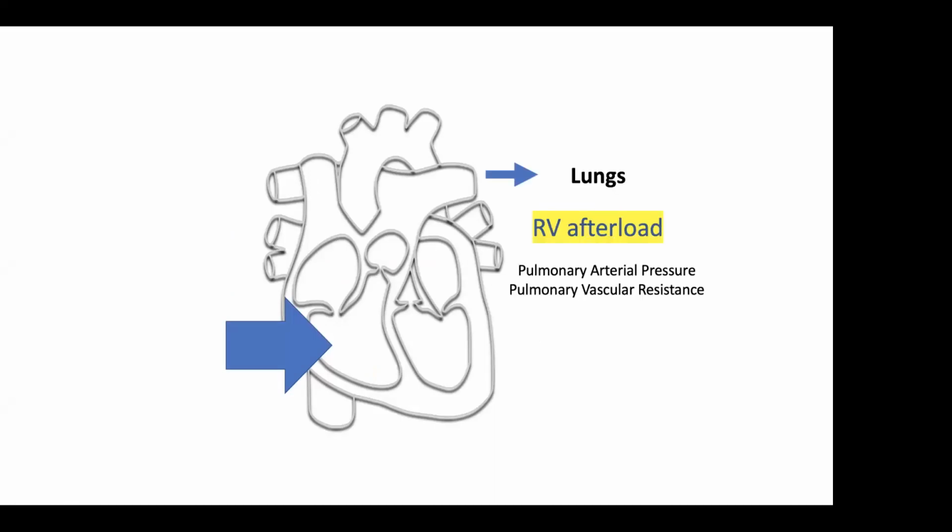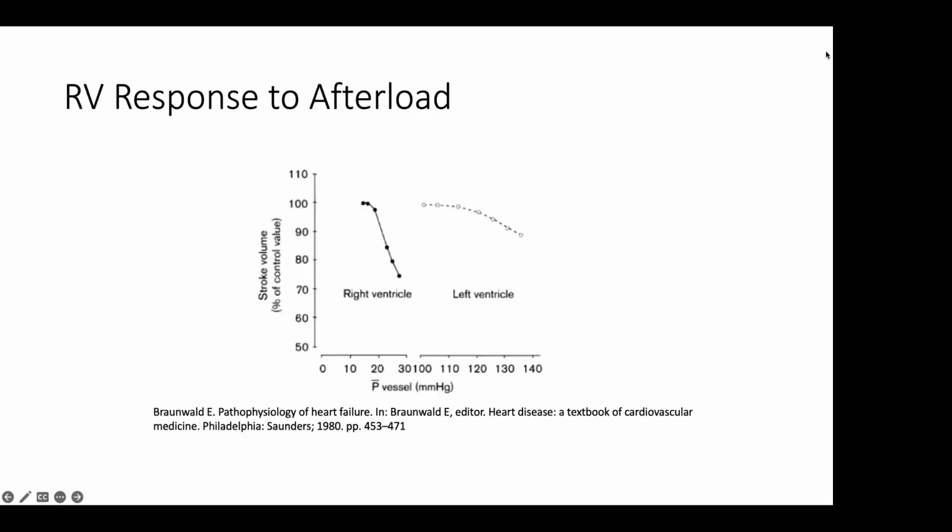As mentioned before, the RV afterload is the pulmonary artery pressure or the pulmonary vascular resistance, which, frankly speaking, is very different from your SVR. It's a low pressure circuit, meaning that the pulmonary vascular resistance is only about one tenth of your systemic vascular resistance. The next slide illustrates that when the right ventricle has to face an increase in afterload from 10 to 30 millimeters of mercury, the stroke volume drops precipitously from 100 to about 70%. Compare that to the left ventricle, which can easily handle systolic blood pressure of 100 to 140 millimeters of mercury with only about a 10% drop in stroke volume.